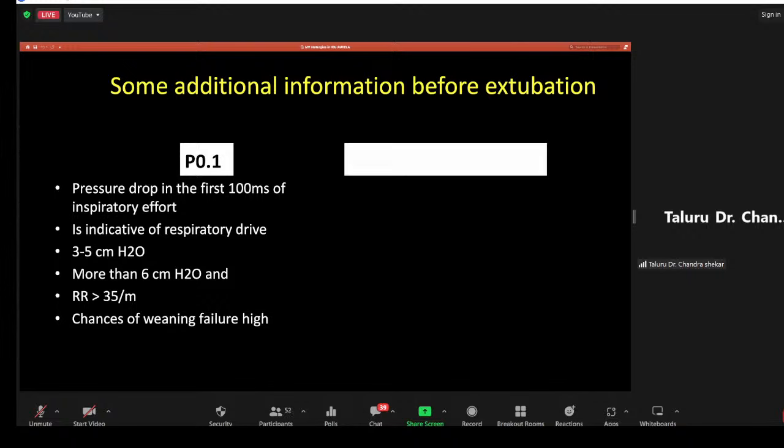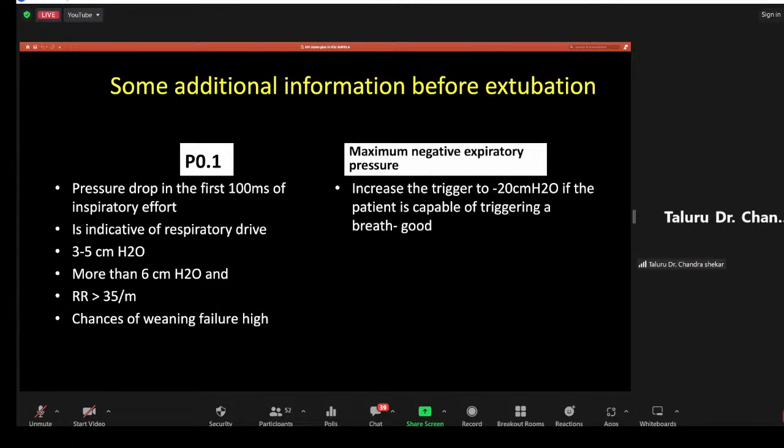And this is very easy: the maximum negative inspiratory pressure can be checked even before extubation, even after a long duration surgery. Put the trigger on pressure support to minus 20 or minus 30. If the patient is able to trigger a breath, that means he is able to generate a negative inspiratory pressure of minus 20 or 30. Generally, we don't do it, but in case somebody is interested, they can. But all that we do is head lift. Then we look at cough, secretions, hand grip strength, and mentation, and then we go for extubation. As I said, a commonsensical approach would work most of the time.